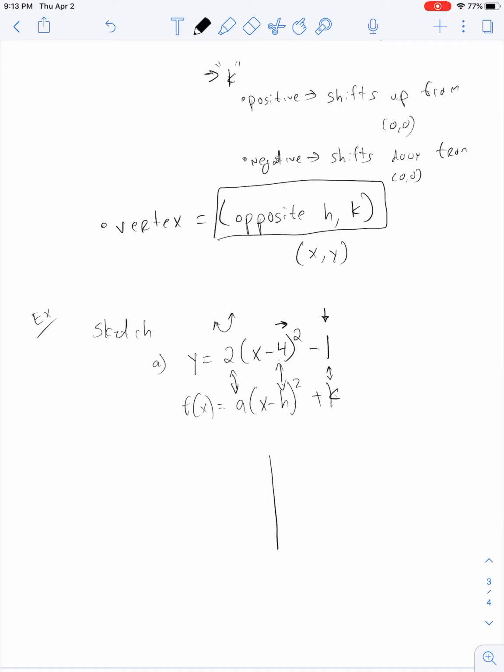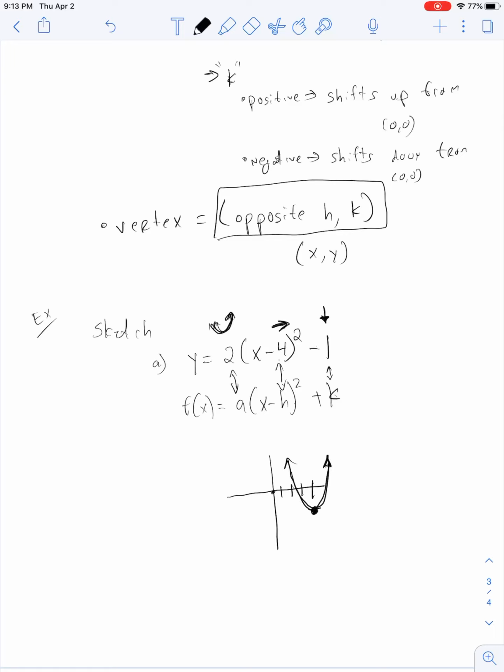So here is our point. Here's our graph. If here is 0, 0, we're going to go to the right 4. So 1, 2, 3, 4. And then we're going to go down 1. So here you go. And then it tells us that it opens up.